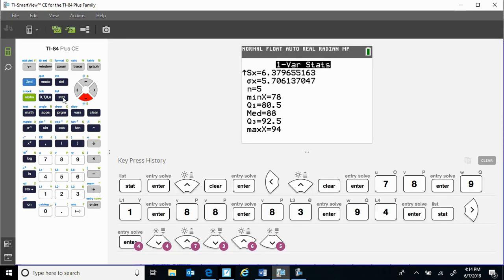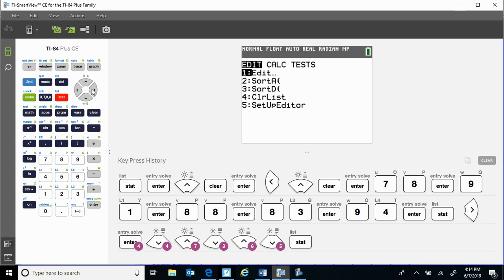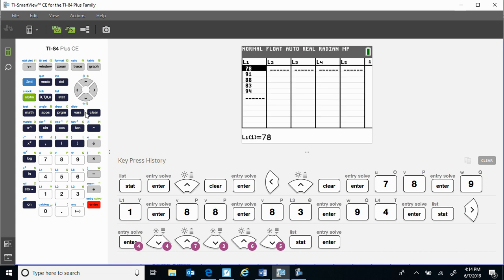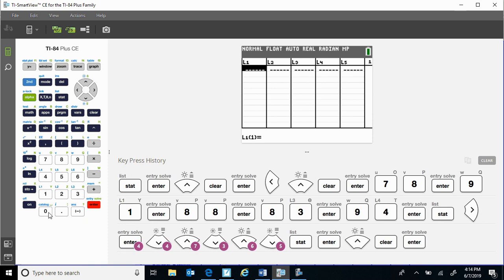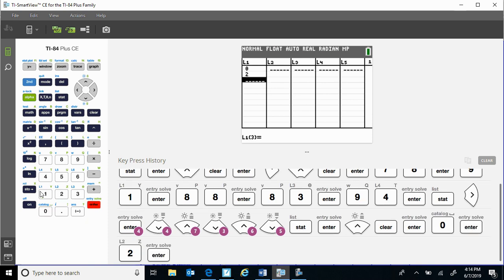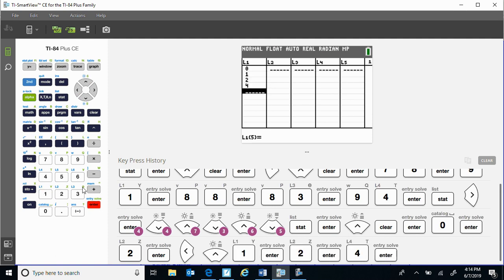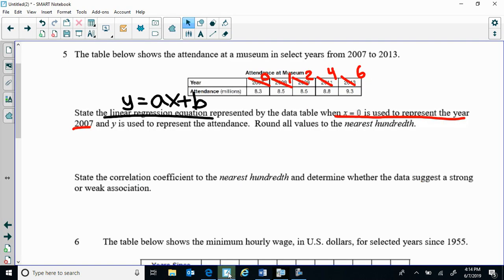So same thing, we're going to do stat and edit. And we're going to clear out what we have. And then I'm going to start with my x values, 0, 1, 2, 4, 6. And then I'll do my y's, 8.3, 8.5, 8.5, 8.8, and 9.3.